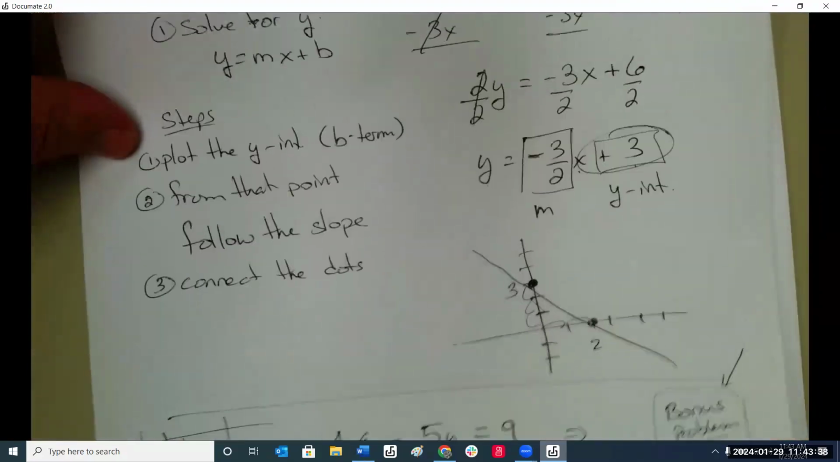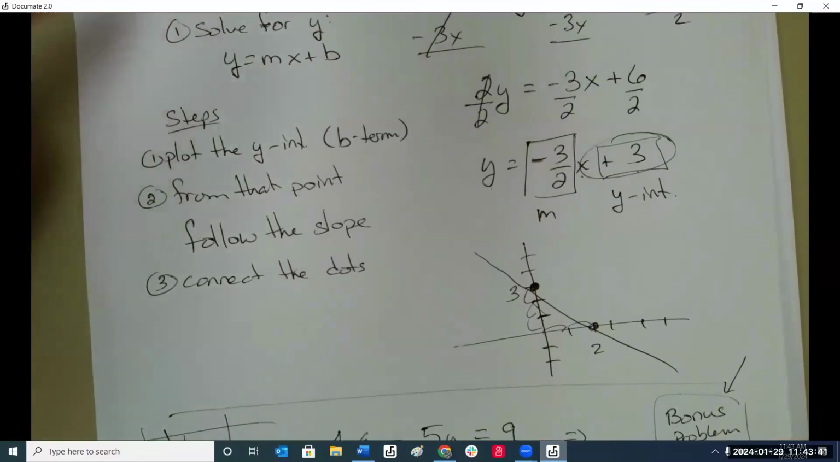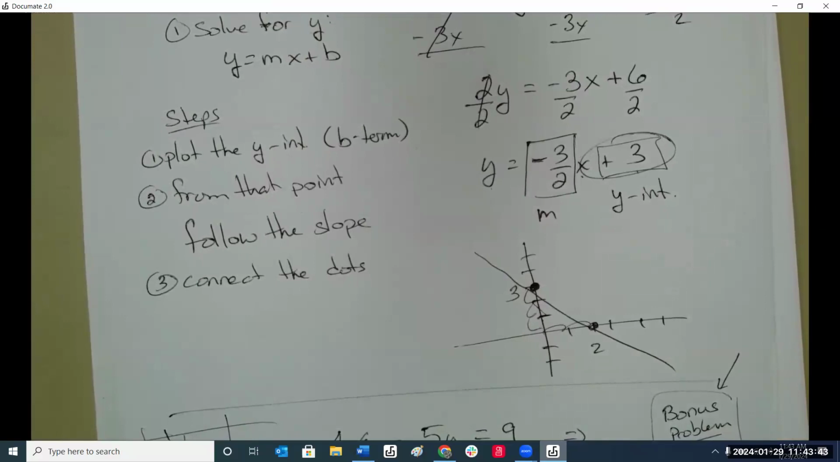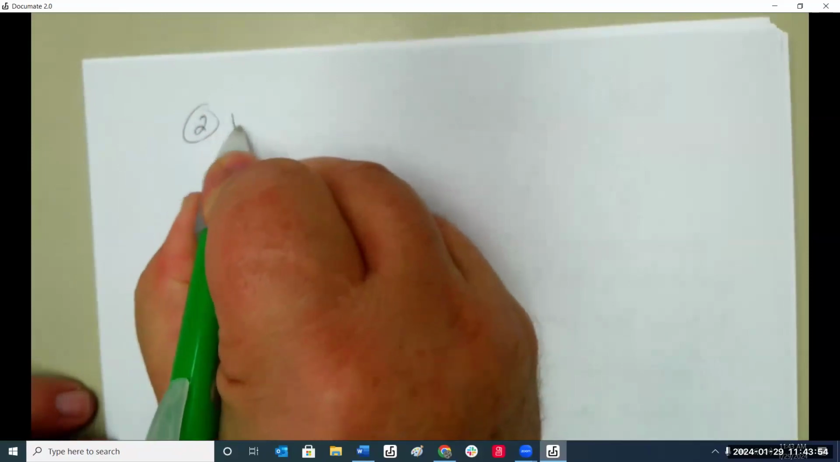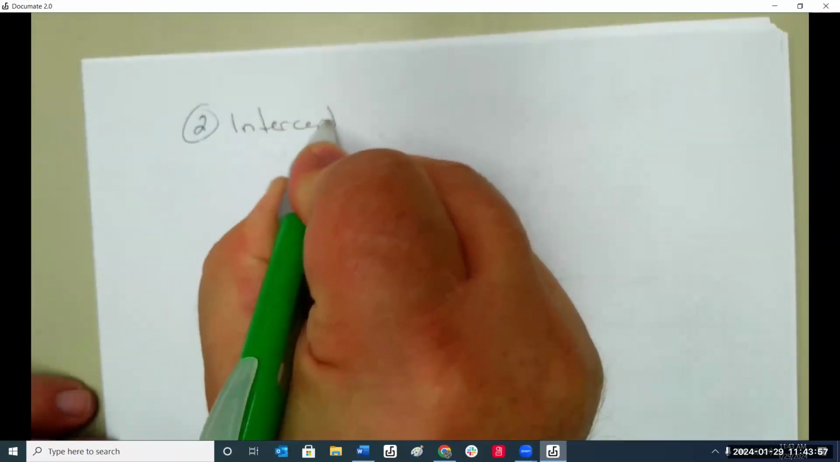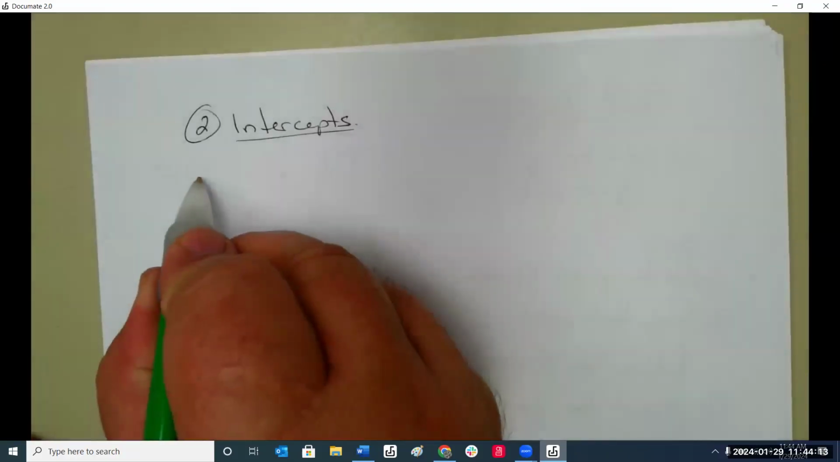Okay, so that's one way. Yes, to graph equations, we could first set them equal to y equals mx plus b, and graph them. What's another way? The intercepts. You can find the x-intercept and the y-intercept if they exist and they're not fractions or decimals. And then we could use those. What's another way of graphing equations?